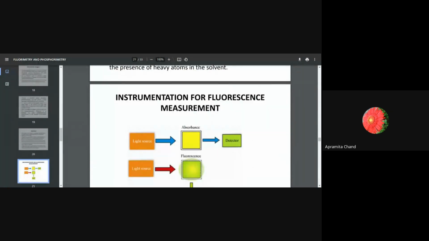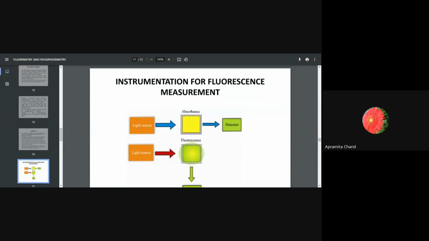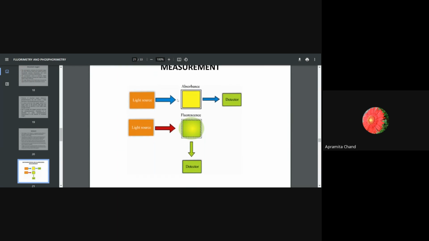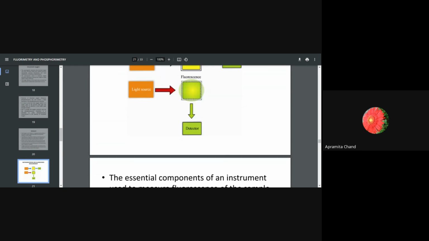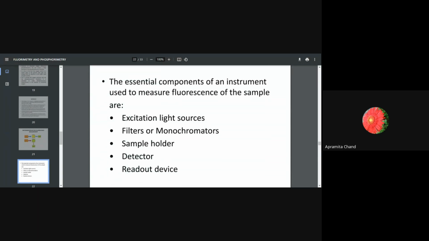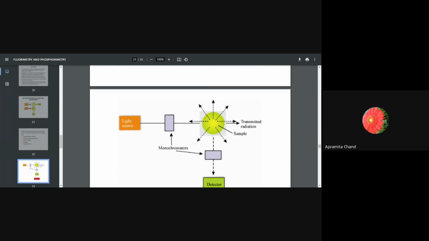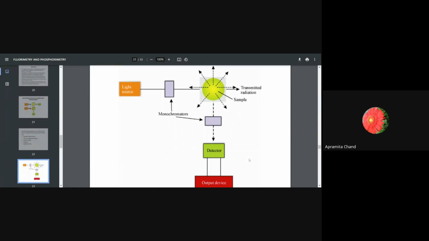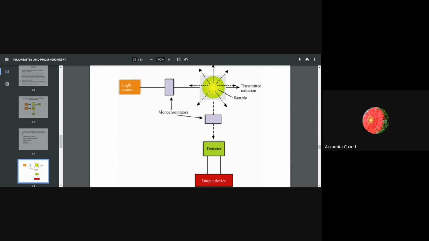So there are two different kinds of effects for phosphorescence and fluorescence with regard to heavy atoms in the solvent. Now, what kind of instrumentation is there for fluorescence measurement? You can have a light source. You can first see the absorbance, and that will be passed to a detector. Similarly, the light source will pass through the sample, and if fluorescence is detected, it will also pass through the detector. Finally, we can see how much is absorbed and how much is emitted. The essential components are an excitation light source, filters, monochromators, a sample holder, detectors, and readout devices. This is the kind of arrangement for fluorimetry.